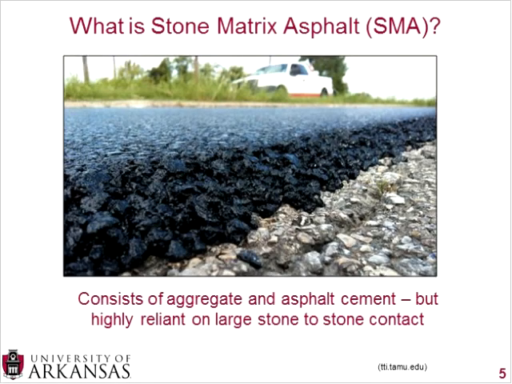So what is stone matrix asphalt, or SMA? You can see this is a picture of SMA from the side view, and it does consist of simply aggregate and asphalt cement, but the aggregate is gap graded, meaning that it's a very specific one-size aggregate gradation. And that causes the mix to be highly reliant on large stone-to-stone contact. So over the next couple slides, you'll see several examples of what I mean by the gap-graded effect and then the stone-to-stone contact, and how that's different than the more traditional hot mix asphalt or asphalt concrete.